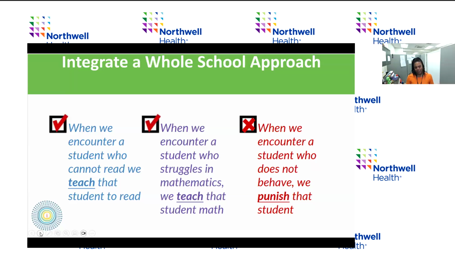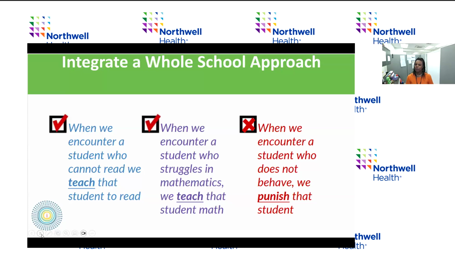So this is exactly where the premise comes from. When we encounter a student who can't read, what do we do? We teach them how to read. When we encounter a student who struggles in math, we know how to teach them math. We know how to get them to pass those Regents exams and get their high school diploma. But when we encounter a student who doesn't behave well, we punish them. And this is where restorative practice comes in.